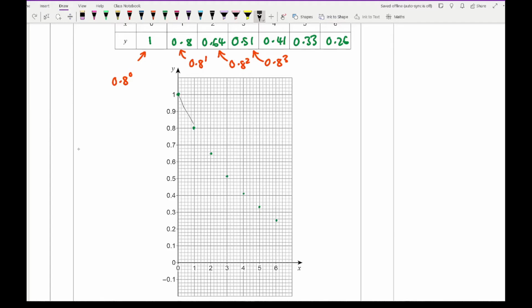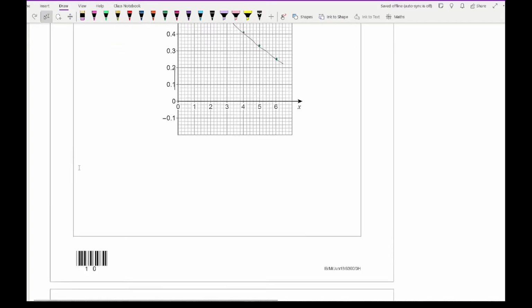So again, very tricky doing this on the computer, but you want to make sure that your curve goes through each of those points like so.